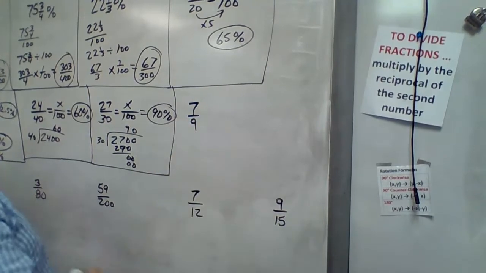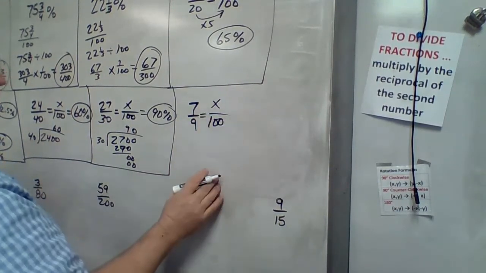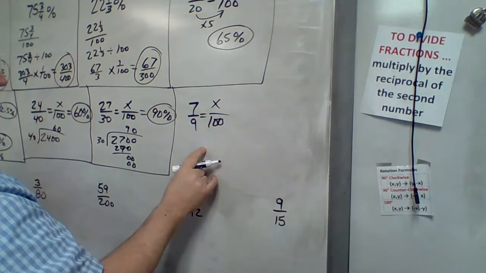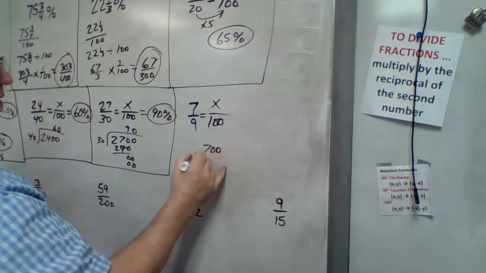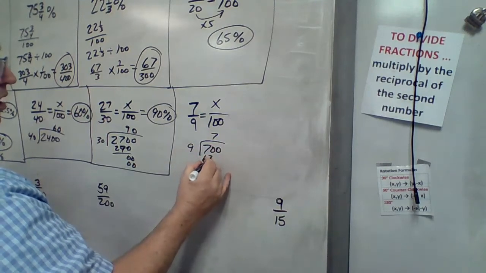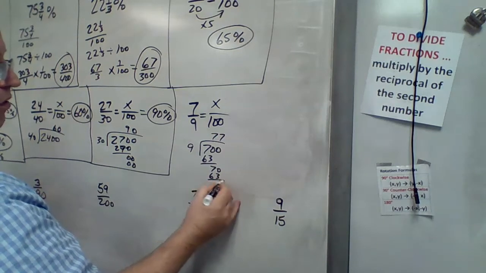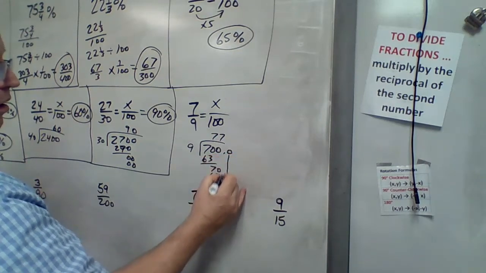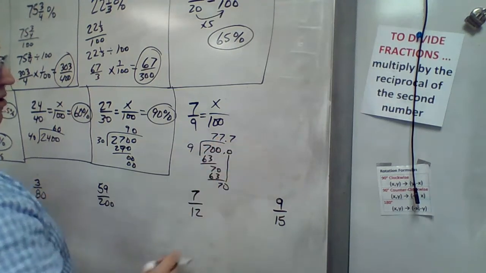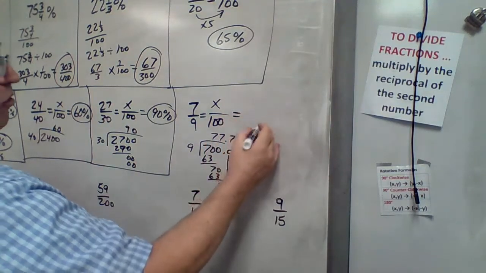How about this one? I need to change it into a fraction that has 100 as its denominator. 7 times 100 is 700. 700 divided by 9 is 7 times, this thing's going to repeat like crazy, isn't it? Yeah, it is. It's going to be 77.7777777.